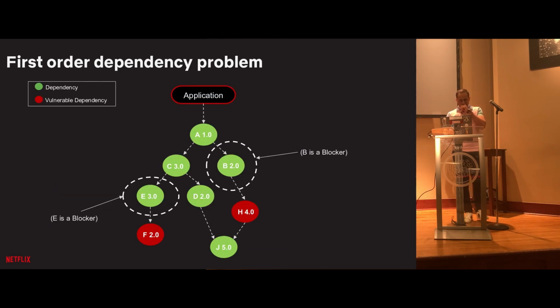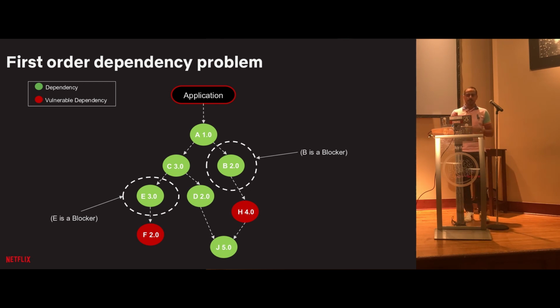OK. Now let's talk about the first order dependency. In order for you to be able to fix, I think the core of the problem is in these few slides. That's most of the issues that we were struggling to solve. Think about that. If you have an application, that application is using a particular package called A, and this package's version is 1.0. This package relies on other packages, C and B. And C also relies on E and D.